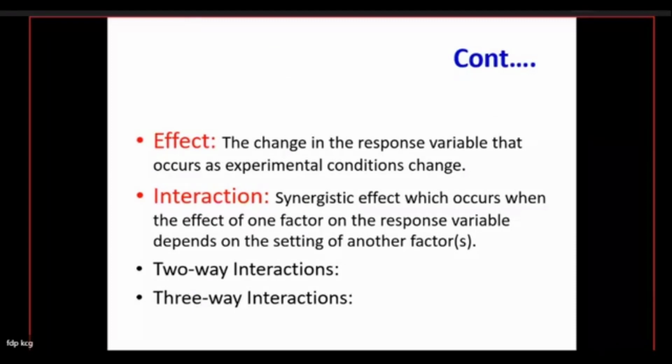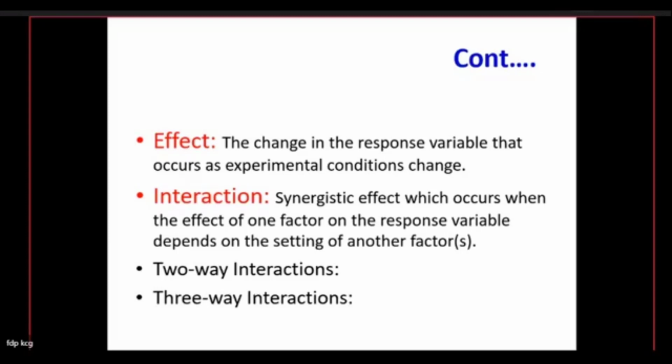Effects. The change in the response variable that occurs as the experimental condition changes. Suppose I am changing the pH to a higher level, that is alkaline level, or decreasing the temperature to a lower side, and the production or the process becomes faster or slower. That is known as the effect of your variations in an independent factor on your response.